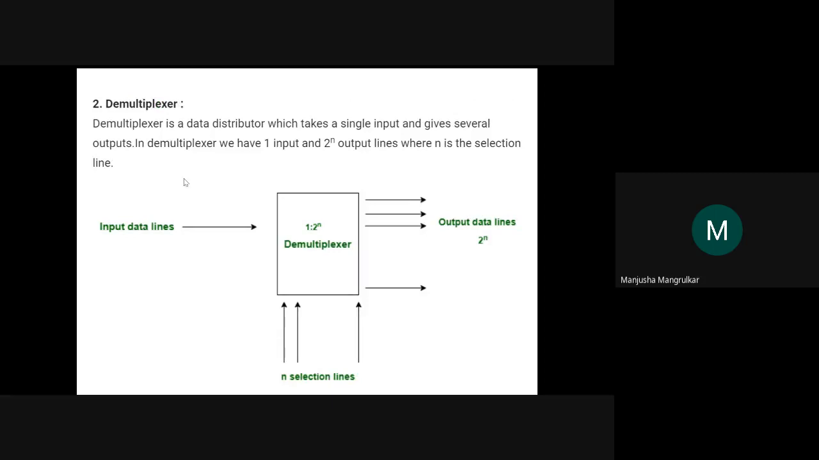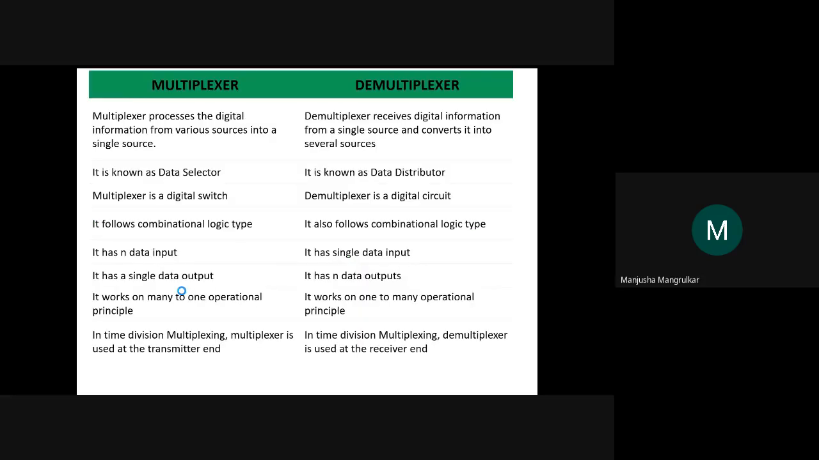Demultiplexer means what? A demultiplexer is a data distributor, which takes a single input and gives several outputs. In a demultiplexer, we have only one input and 2 to the power n outputs, where n is the number of selector lines, right? This n selector will select on which line the data will be. That is just the reverse condition of the multiplexer. Multiplexer and demultiplexer are also called mux and demux.